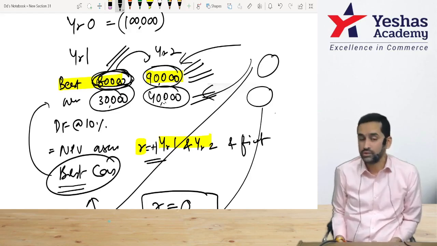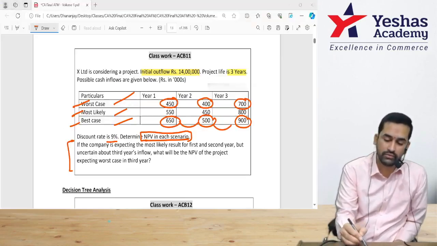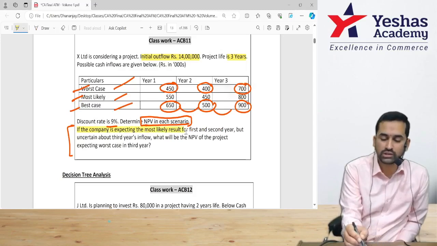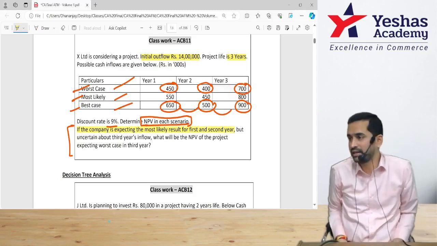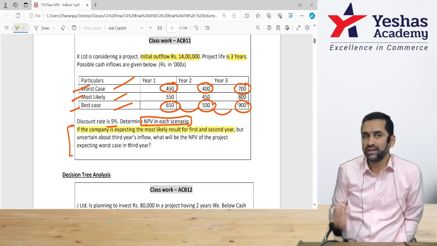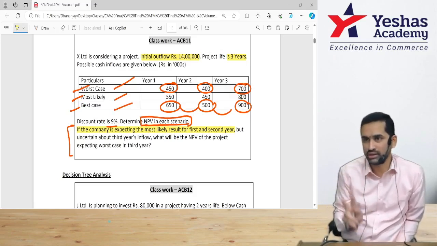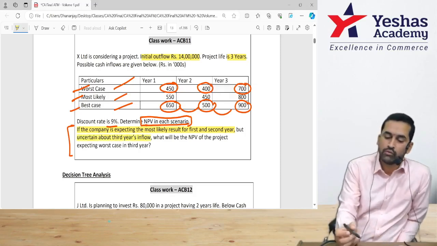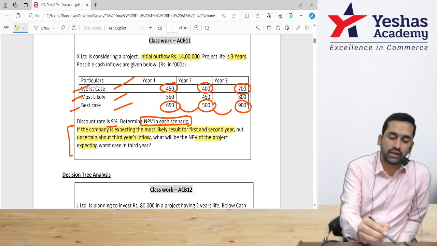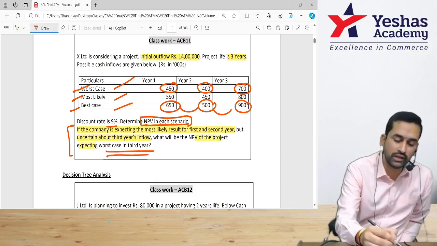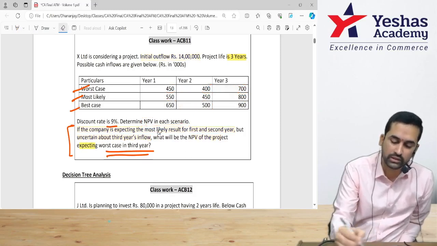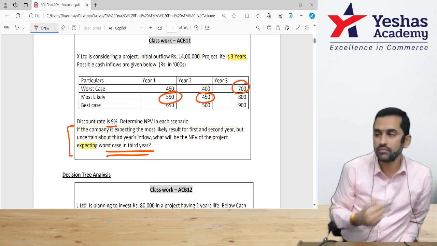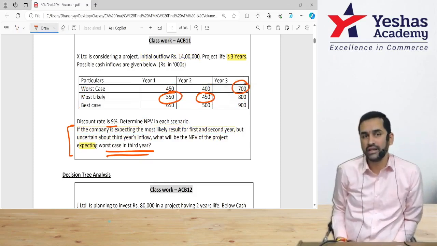Correct? You see the next line in the question. They have already given similar adjustment. If company is expecting most likely result for first and second year, that means R is equal to +1 in year 1 and year 2. Both most likely, but they are uncertain about third year. What will be the NPV of the project expecting worst case in third year? Now tell me for your answer, which are the three numbers to be taken? 550, 450 and 700.